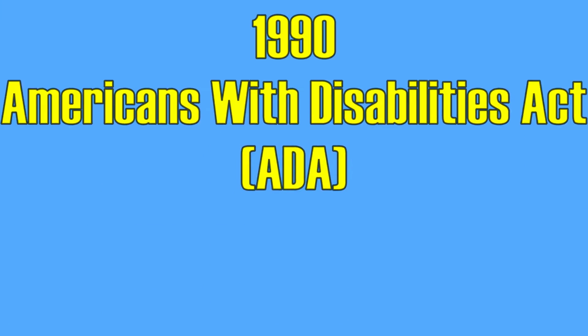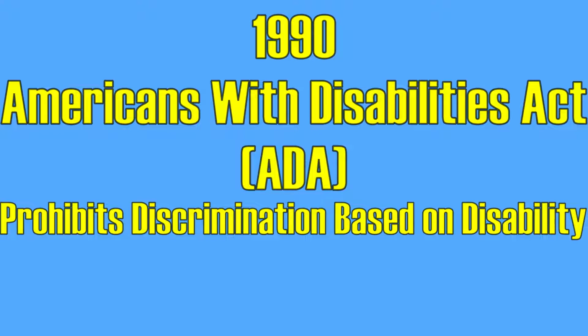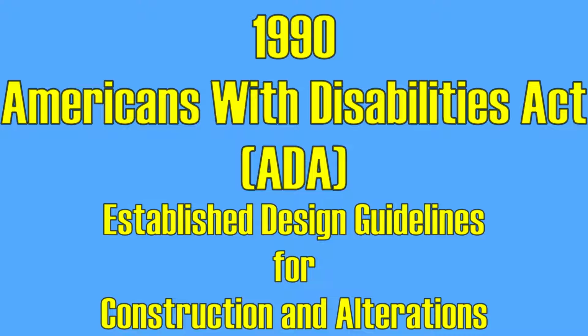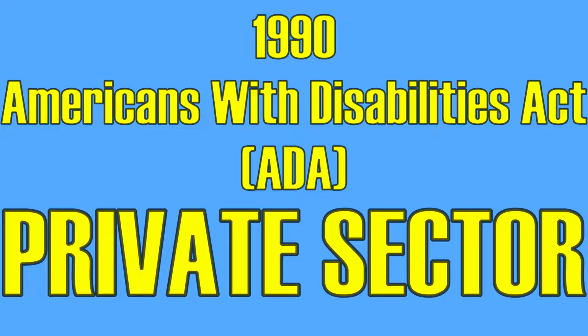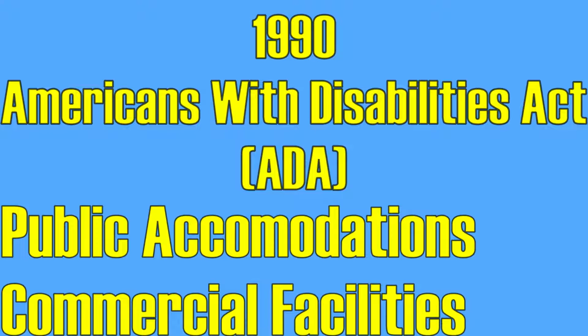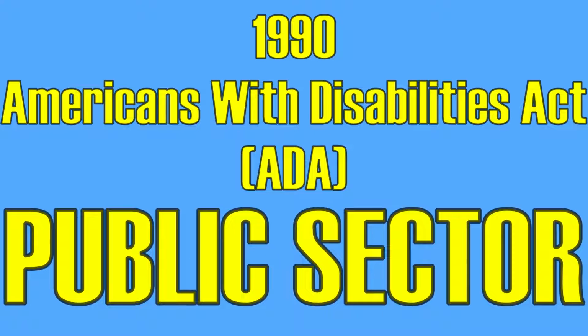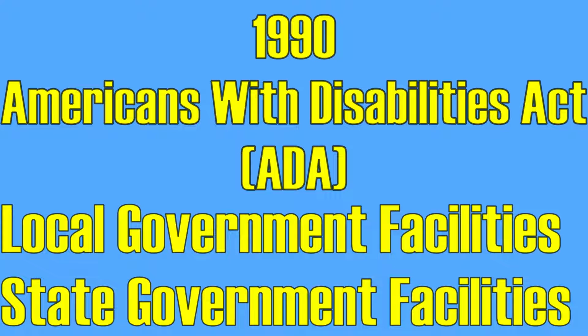The Americans with Disabilities Act was passed in 1990. It prohibits discrimination based on disabilities and established design guidelines for new construction and alterations of facilities required to be accessible. It covers private sectors, public accommodations, and commercial facilities. It also covers public sector, local and state government facilities.